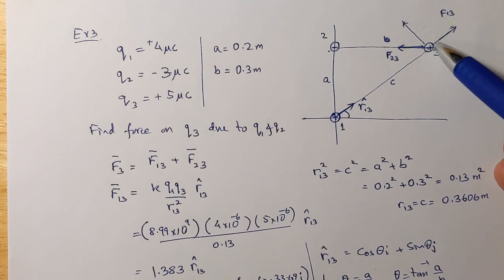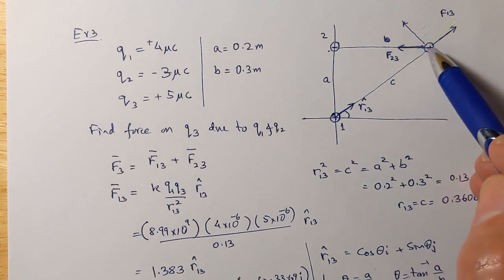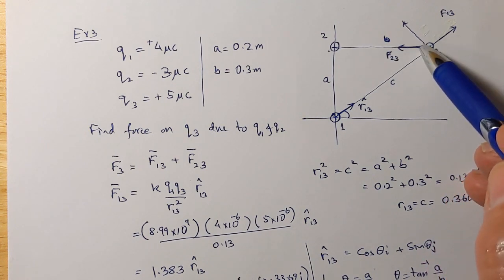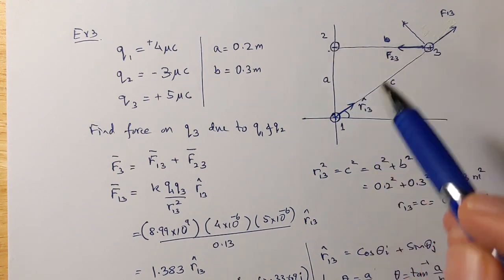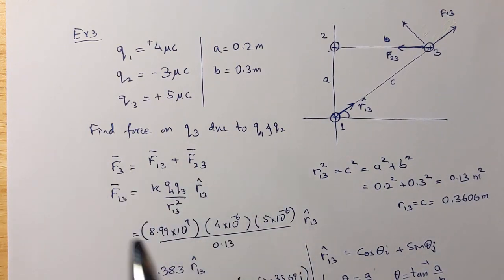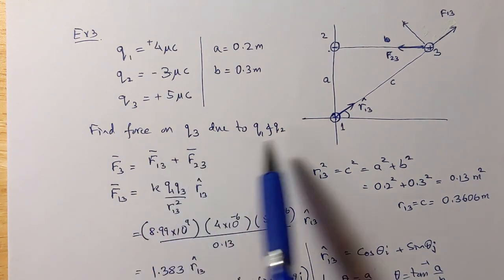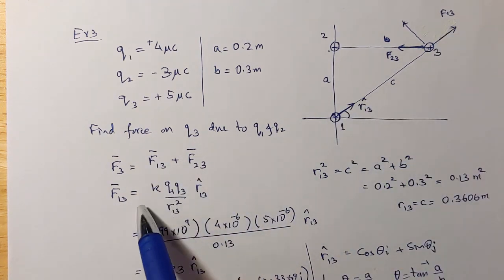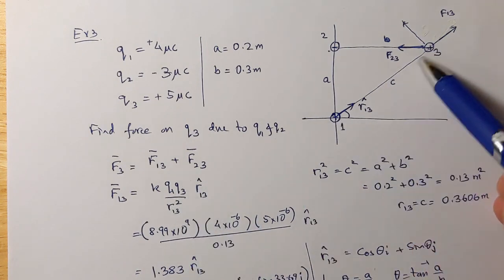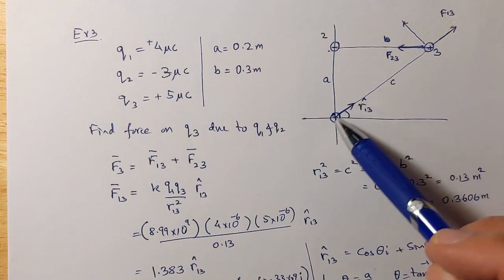So we'll have F13, the force on 3 due to 1, pushing this way, and F23, the force on 3 pulled this way due to 2. And then we'll find these as vectors, and then we'll add the two together to get F3. So F13, this one, is going to be K Q1 Q3 over R13 squared, which is the same as C squared, times the unit vector R13, which is going to point this way.